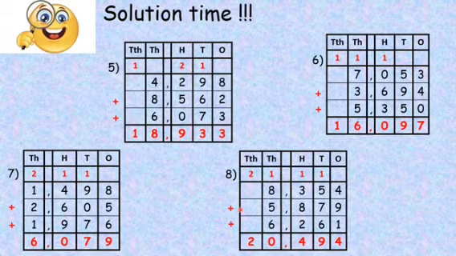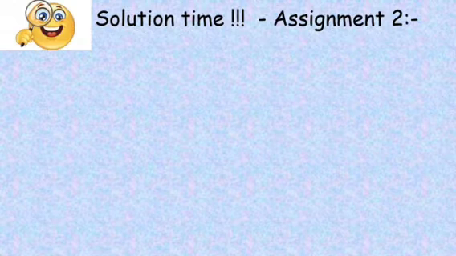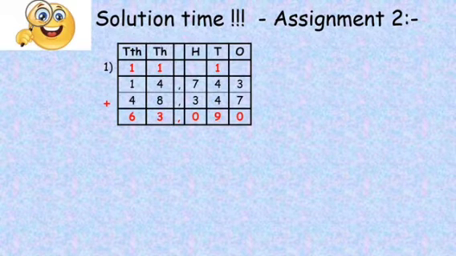Eighth problem, 8354 plus 5876 plus 6261 gives you a sum of 20,494. Now moving on to assignment 2, the first problem, we have 5-digit numbers here.